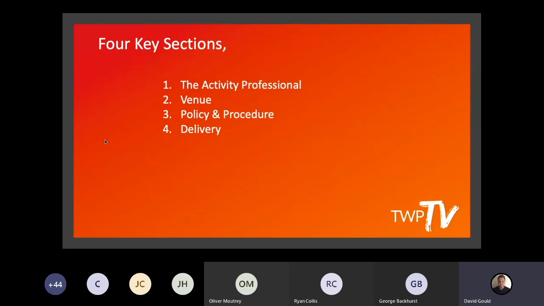And then lastly is around the delivery of the actual session itself. So what are we delivering, how are we delivering it, and are we showcasing an impact from it? Thanks to those who have put some context in the box, much appreciated.